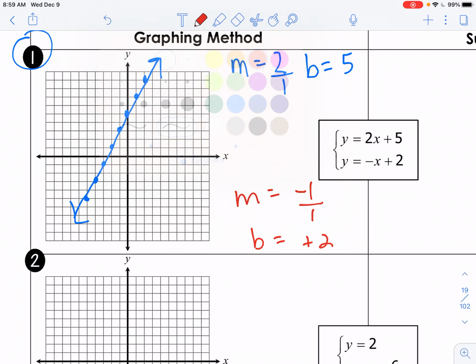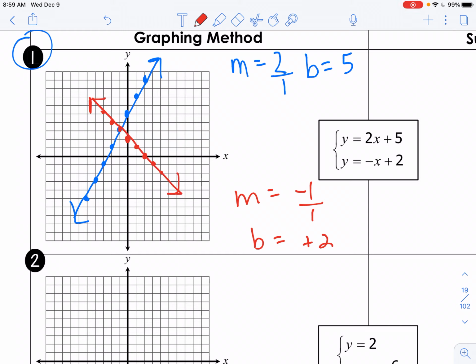Okay, now I'm going to graph the red line. My y-intercept is positive 2. 1, 2 on the y-axis. And this slope is negative. It's going down. So it's going down 1, right 1. Down 1, right 1. And if I keep going in this direction, I'm obviously not going to intersect, so I need to go in the other direction. Up 1, left 1. Up 1, left 1. And you can see we just intersected there. So I'll draw that.